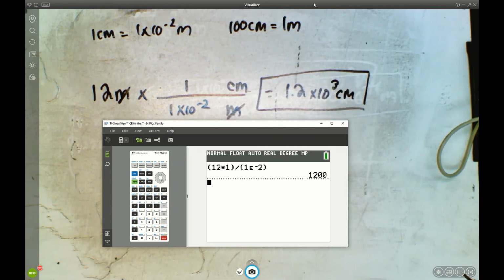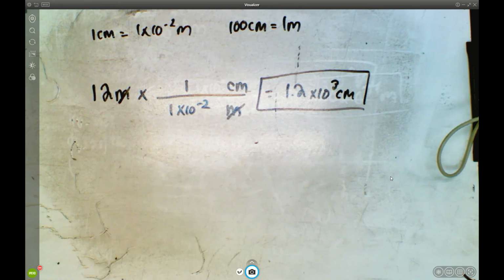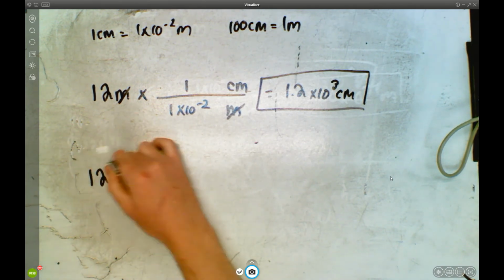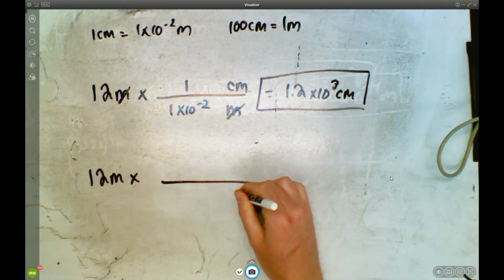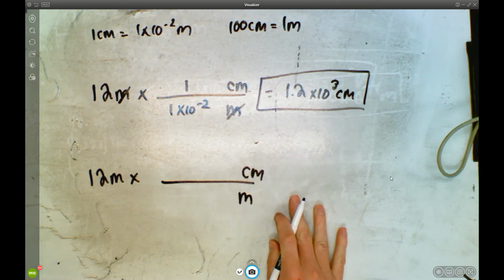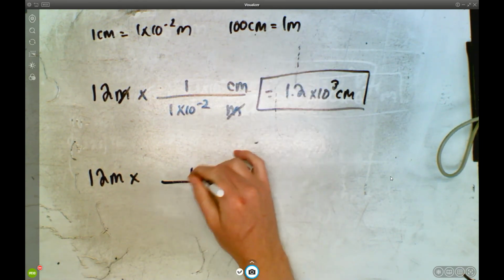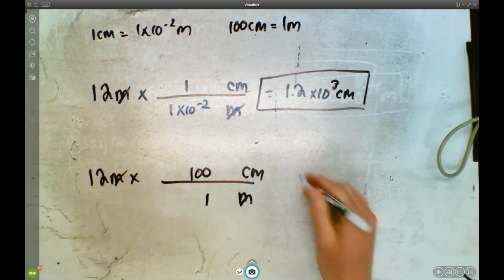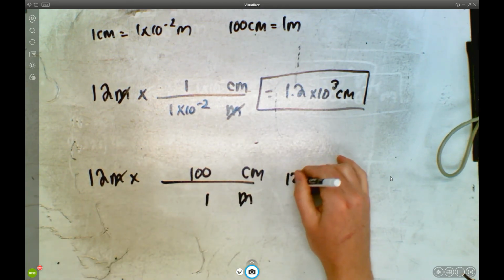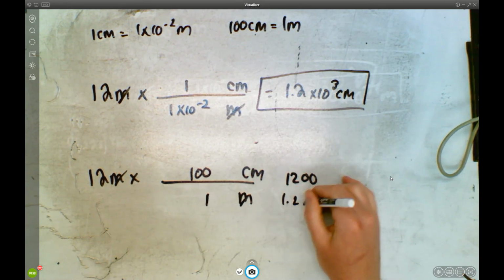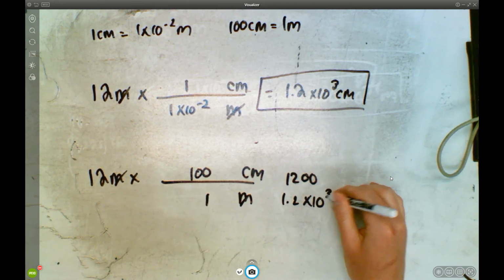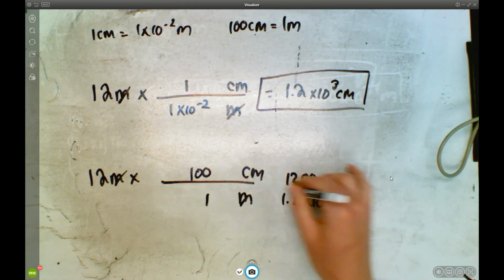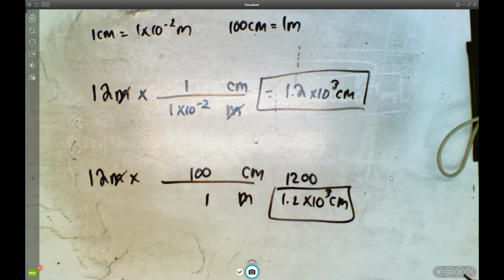Right? If you use this conversion, it's the same thing. 12 meters, times sign, line. We'd want meters on the bottom, centimeters on top. But this tells us that there's 100 beside the centimeter and a 1 beside the meter. So I'd go 12 times 100, which would get me 1200, which would get me 1.2 times 10 to the 3 centimeters. Centimeters is still left over. So both get you the correct answer.